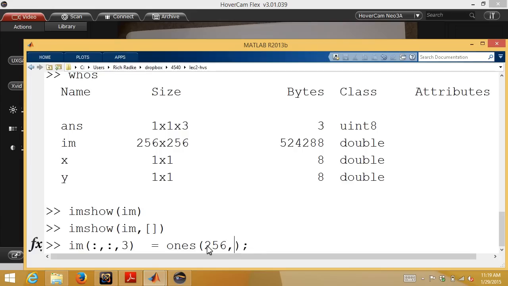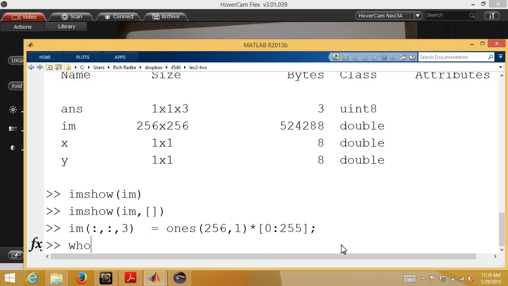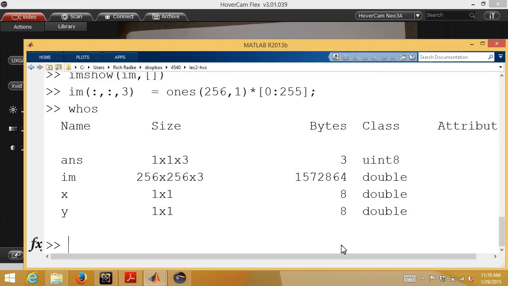So what will this do? Here, I'm switching around the order of these elements, and I'm assigning that new thing to the blue channel. Okay. So if I do that, now what I have is a 256 by 256 by 3 image, where the green channel is all zero, the red channel is this top to bottom ramp, and the blue channel is this kind of left to right ramp. And let's see what happens if I look at that image now.